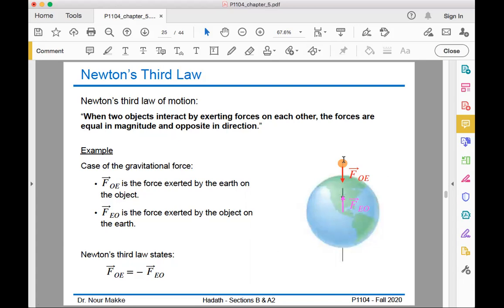But if you want to study the Earth as an object, we have to consider that the Earth is in interaction with whatever objects are located around it, and all these objects exert a force on the Earth by pulling it. So Newton's third law states that FOE is equal to minus FEO. The force exerted by the Earth on the object is equal to the force exerted by the object on the Earth, of course with a minus sign because they are opposite in direction.